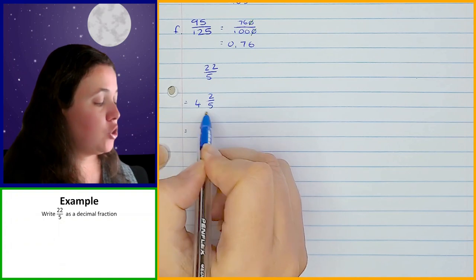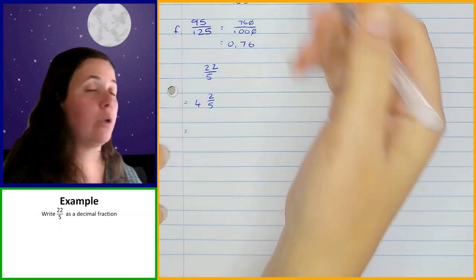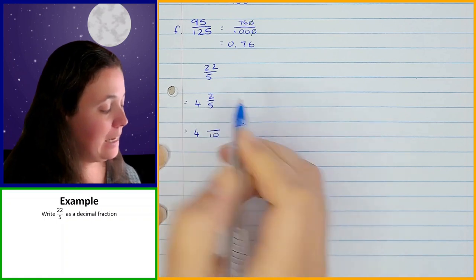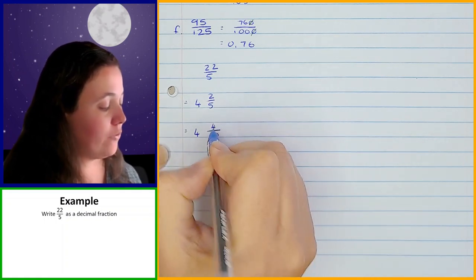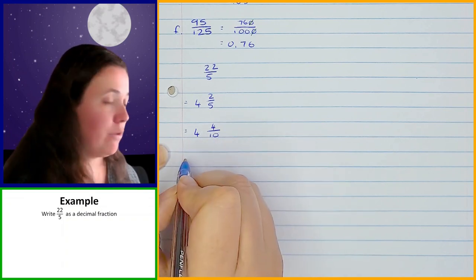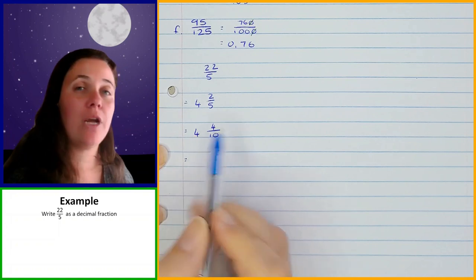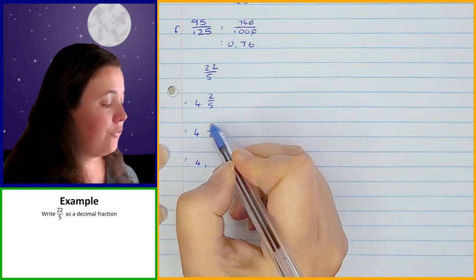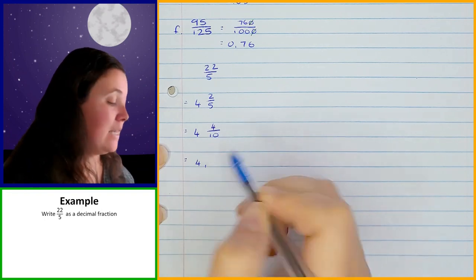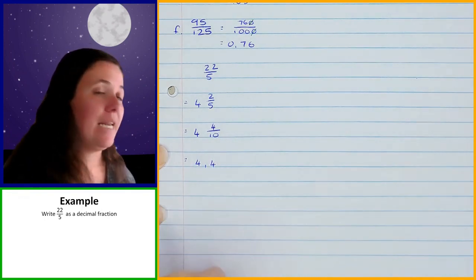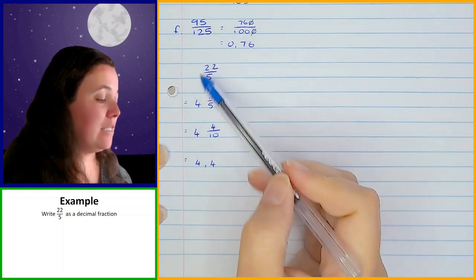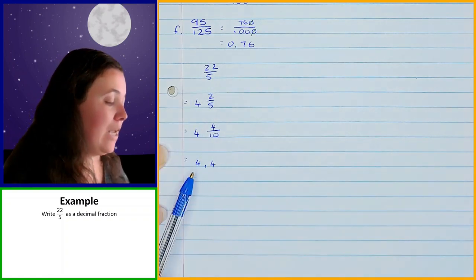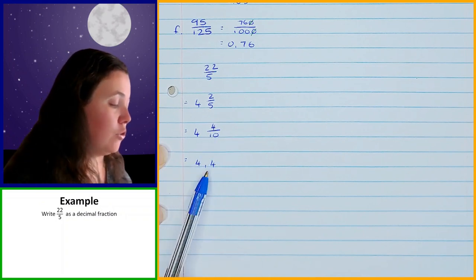Then I need to change this to something over 10 or 100 or 1,000, like we always do when we're converting to a decimal fraction. I can change this to tenths. So that's going to be 4 and something over 10. I multiply that by 2, so I multiply this by 2 as well, and that gives me 4 over 10. So that's 4 and 4 tenths. So now when I write this as a decimal fraction, the 4 is going to go in front of my decimal point because it's the whole number part of my fraction, comma, the 4 tenths goes in, the 4 goes in the tenths position, so that gives me 4 comma 4. So that is the one way of doing it, where I take that and I write it as a mixed number, and then I convert it to a decimal fraction, keeping the whole number part in front of my decimal point, and the fraction goes after my decimal point.